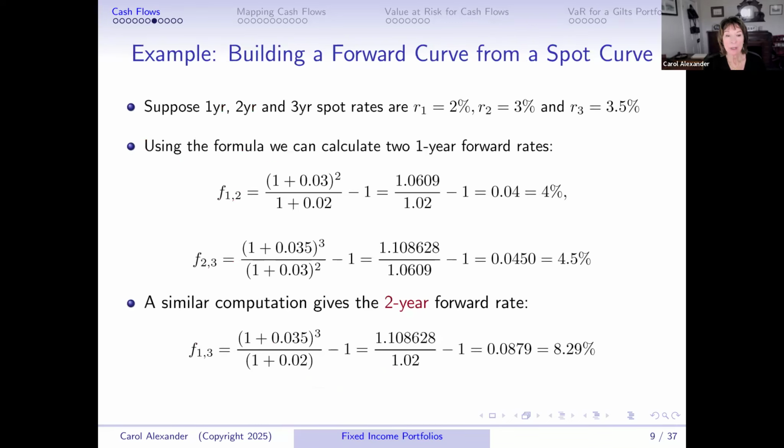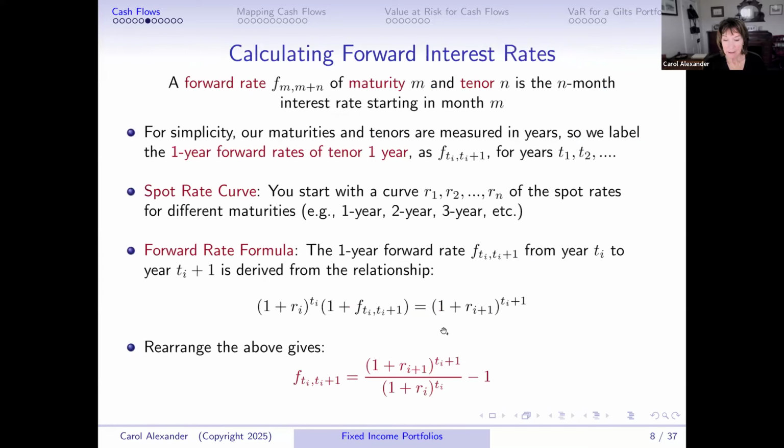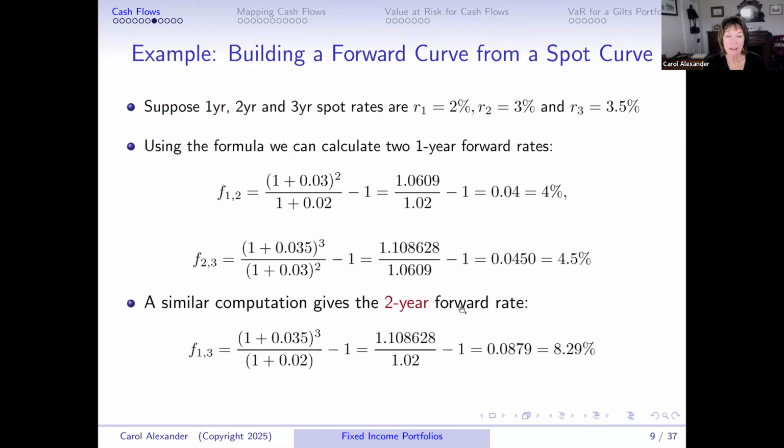So here's an example. Suppose we've got 1-year, 2-year and 3-year spot rates of 2%, 3% and 3.5%. Now, we could calculate two 1-year forward rates from these data. Actually, we can get the 1-year forward rate 1 year from now, that's F12. And we can get the 1-year forward rate 2 years from now, that's F23. And then we use these formulae here for different values of T. So Ti equals 1, 2 and 3.